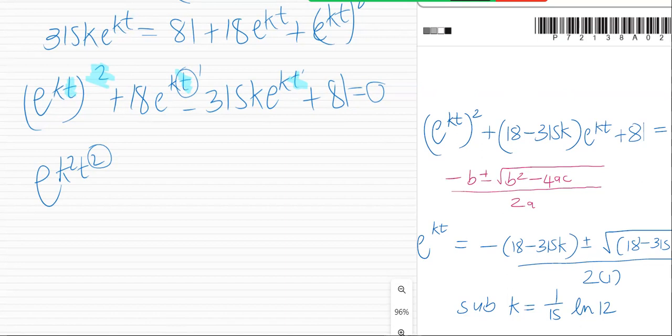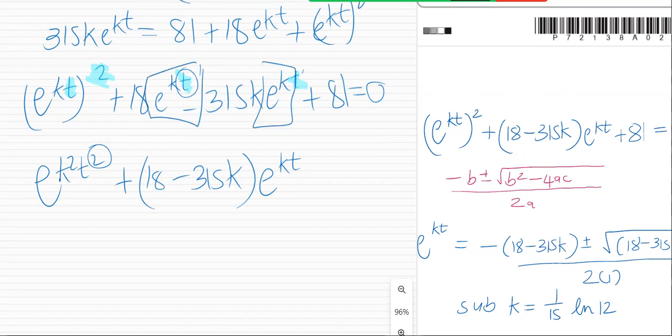I know it has 4 terms at the moment. I'm going to rearrange it by taking out e^(kt) as a common factor, and I'm going to put it on the right, just to emphasize it. So what's left over is 18 minus 315k. That's what's left over if you take out e^(kt) as a common factor. Plus 81 equals 0.